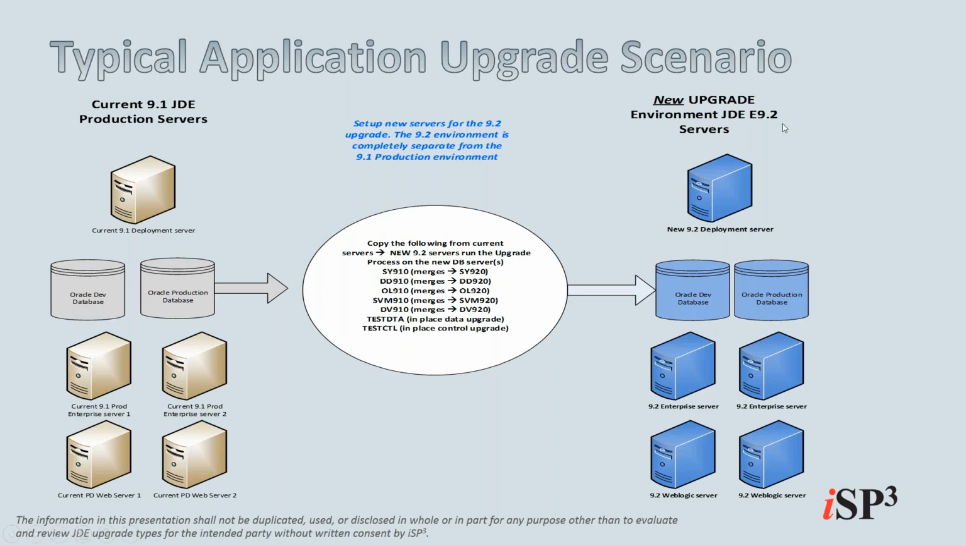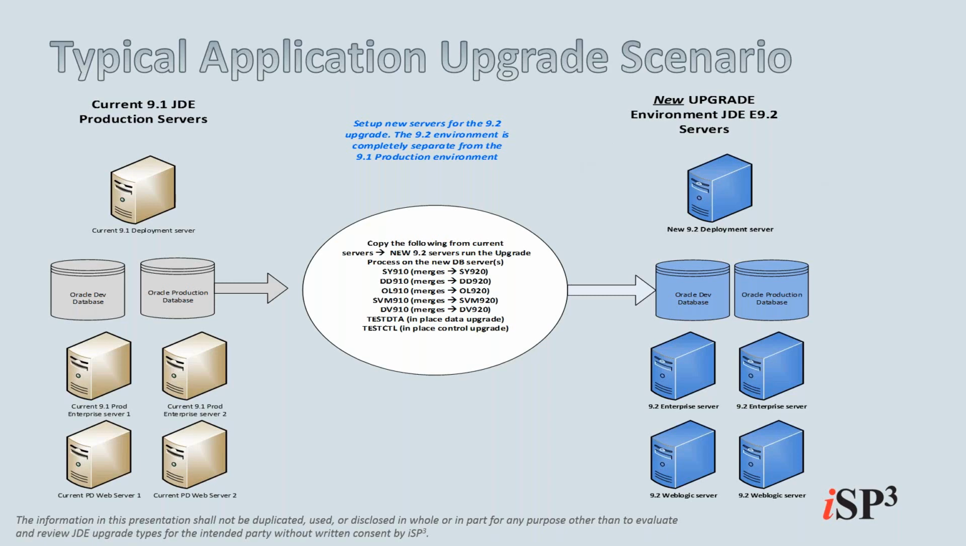And with this environment, you start from scratch. You put every bell and whistle, everything current, a tried, tested, and true current version of everything. You apply that to the new servers, and then you do the upgrade on here. So that's a typical high-level look at an application upgrade scenario.